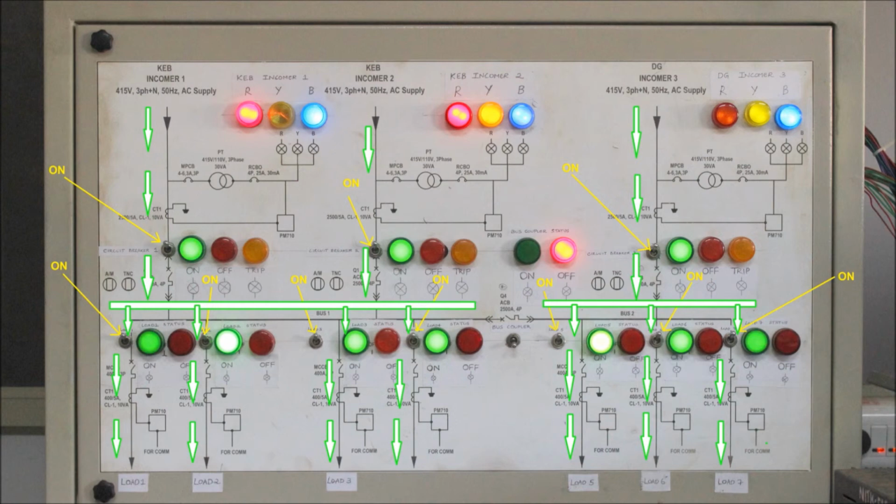On the other hand, circuit breaker 3 is on and DG incomer 3 is feeding power to bus 2. As the load 5 circuit breaker, load 6 circuit breaker and load 7 circuit breaker are on, load 5, load 6 and load 7 are energized.